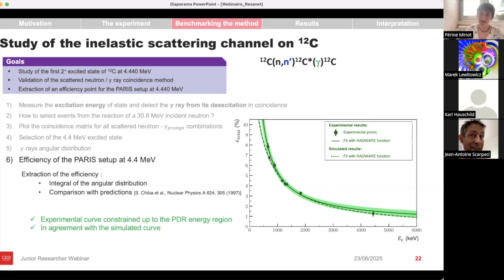The other points here below 2 MeV correspond to the points extracted from the measurement with sources. And this curve is fitted with the radar function and is represented with the solid line. And it is compared with the simulated efficiency represented with the dashed line. You can see that there is quite good agreement with the simulated curve, which validated first this analysis procedure and the coincidence between the scattered neutron and the gamma ray, and also the efficiency curve of the Paris array up to the pygmy region.